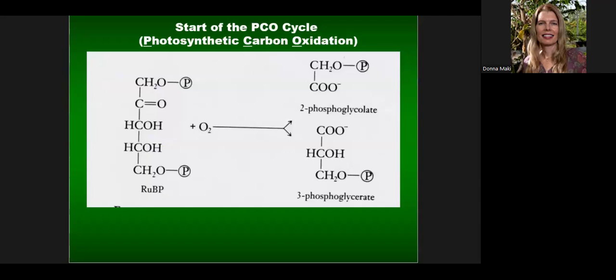This is another view of that, if you want an even more detailed view of what's happening with oxygen reacting with RuBP.